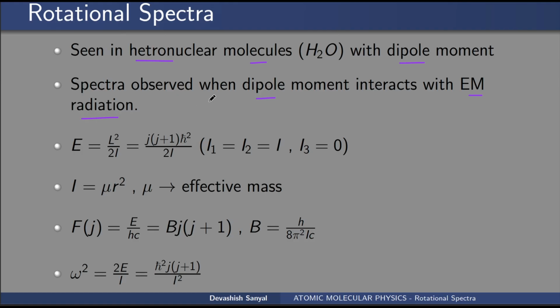In today's lecture we will be discussing only pure rotational spectra. There will be no vibrational spectra. That we will do in the next lecture. So the energy due to rotation, E, can be written as L square by twice I. Like for kinetic energy we have P square by twice M, here we have L square by twice I.